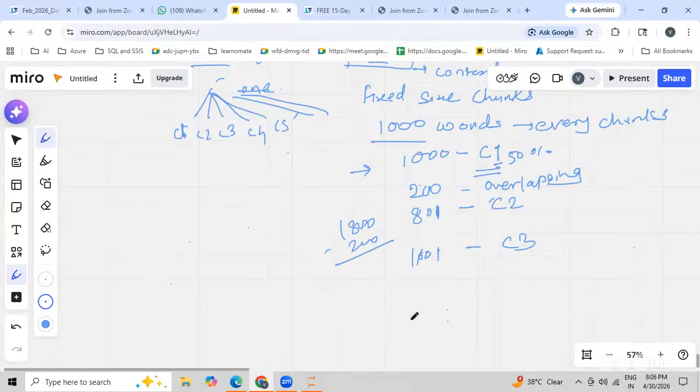1801. Same thing at C4, add 800. So we can say 2401. And in this way, we require chunking. So there are various types of chunking methods. Okay, so this is the chunking. I hope now it's clear.